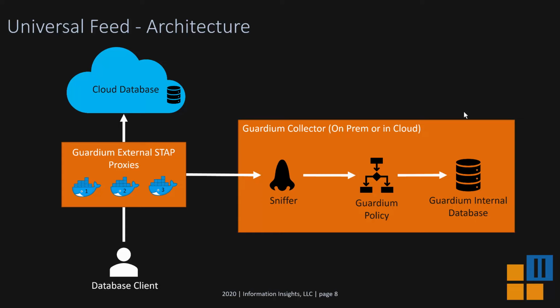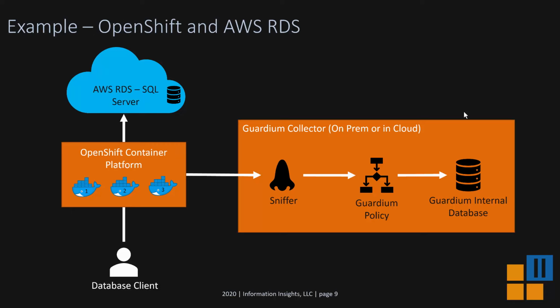Those STAP proxies forward traffic to the database and back to the client, but at the same time also send that stream of information to Guardium, and so at that point it looks a lot like a regular STAP. It goes through the sniffer, Guardium policy, and into the internal Guardium database.